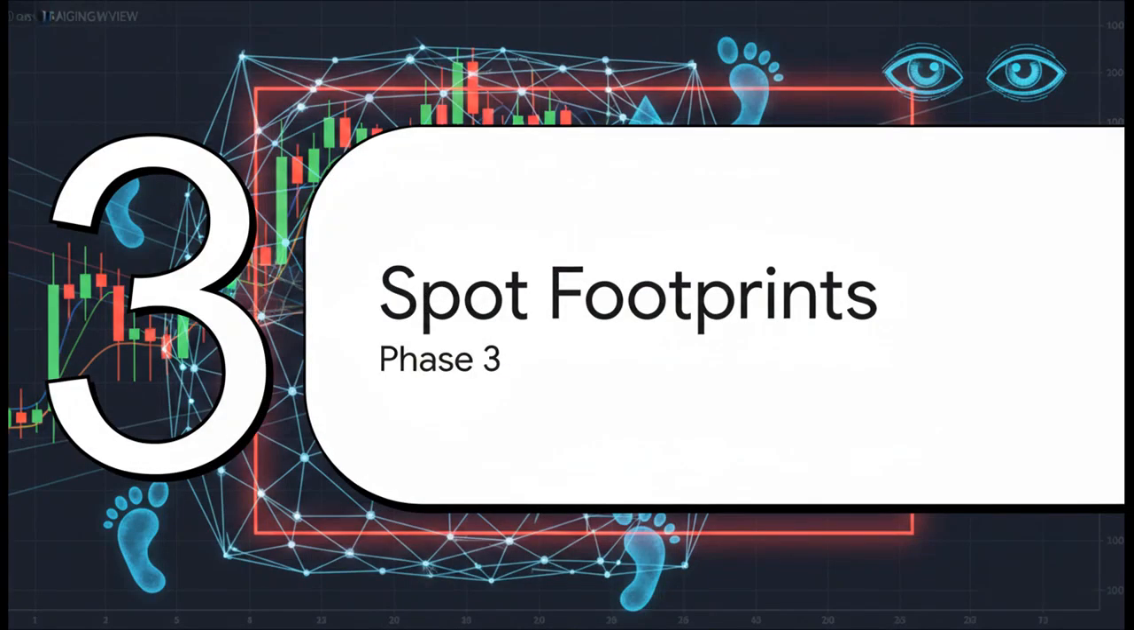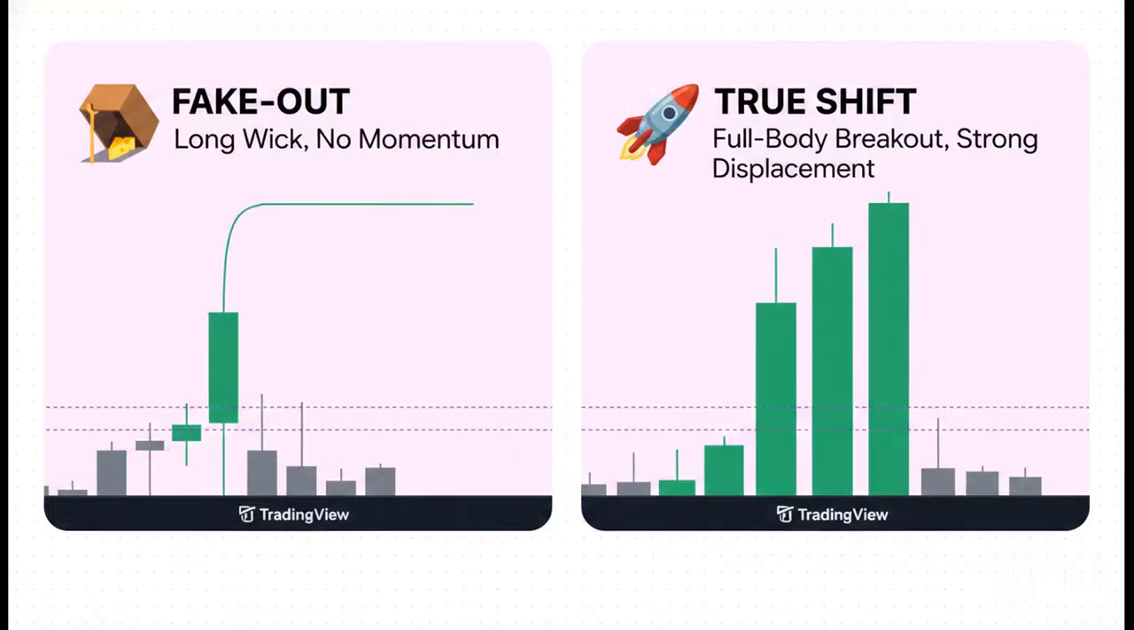Okay, phase 3, spotting institutional footprints. The trap has been set, the kill zone is open. Now we keep our eyes peeled. Listen closely here, guys, because this is where a lot of new traders fail. You have to distinguish a true shift from a fake out. A liquidity grab is merely a wick piercing a level before immediately reversing. It's just a trap designed to collect stops.